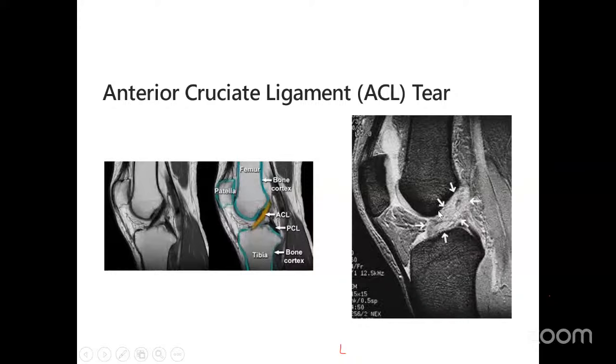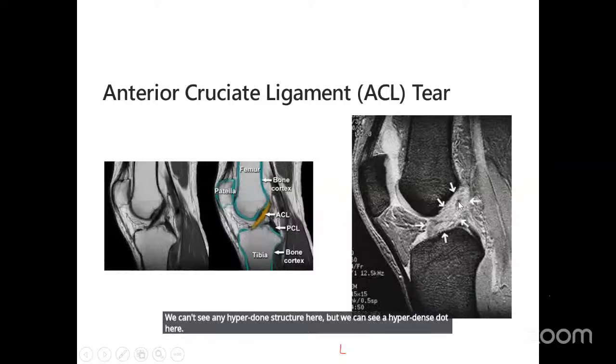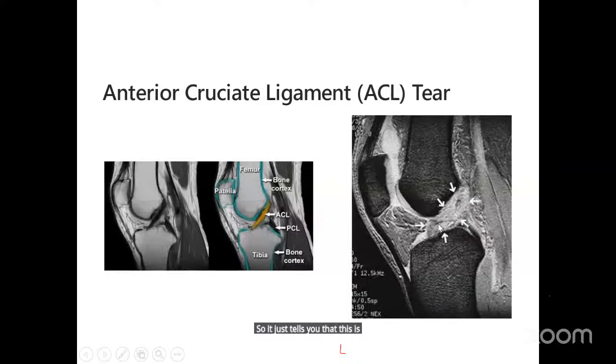Unfortunately here, where is it? It's missing. Look at its origin. Can we see it? Yes, that's a dot. That's the intensity here, it is hypodense. We can't see any hypodense structure here, but we can see a hypodense dot here. So that tells you that this is the origin and it came here. It's missing completely, except only the fat part. This is a classical case of what? ACL tear. Are we together?